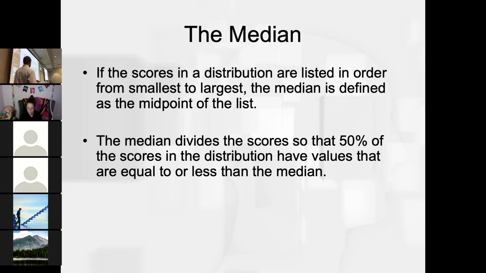So when calculating the median, we are taking literally the middle score. So we're going to arrange our scores from smallest to largest, and the median is just that middle point on that list. And the nice thing about the median is exactly 50% of people have scores below that median, and exactly 50% are above that median.